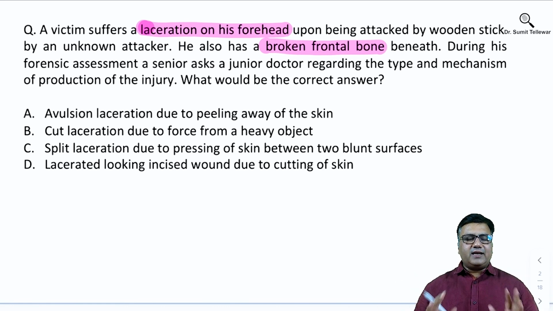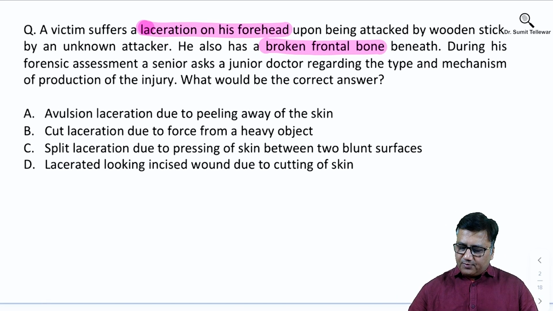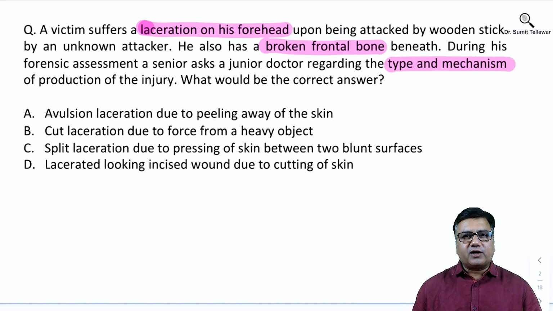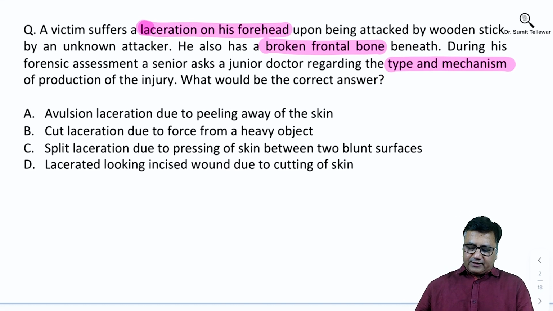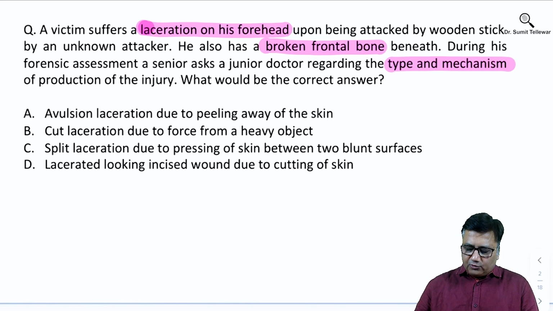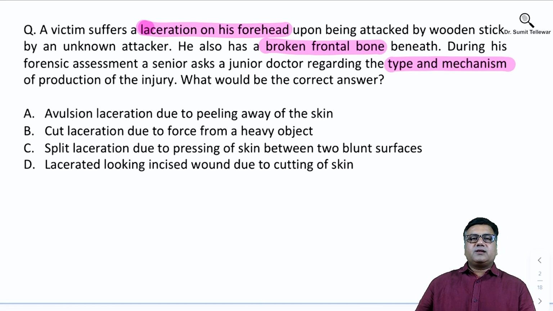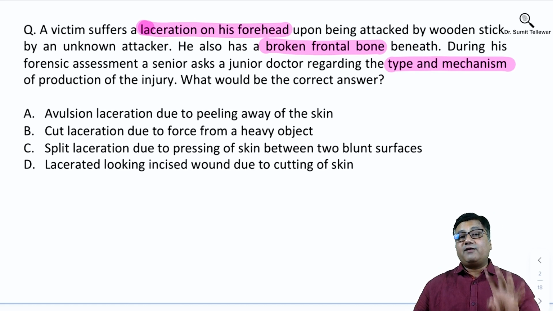So, question is not talking anything about the laceration or the broken frontal bone. The question is really about the type and mechanism of production of injury. Let's read the options. It's an avulsion laceration due to peeling away of the skin, or it is a cut laceration due to force from heavy object, or it is a split laceration due to persisting pressing of skin between two blunt surfaces, or it is lacerated looking incised wound due to cutting of the skin. Right? So we have four options available.